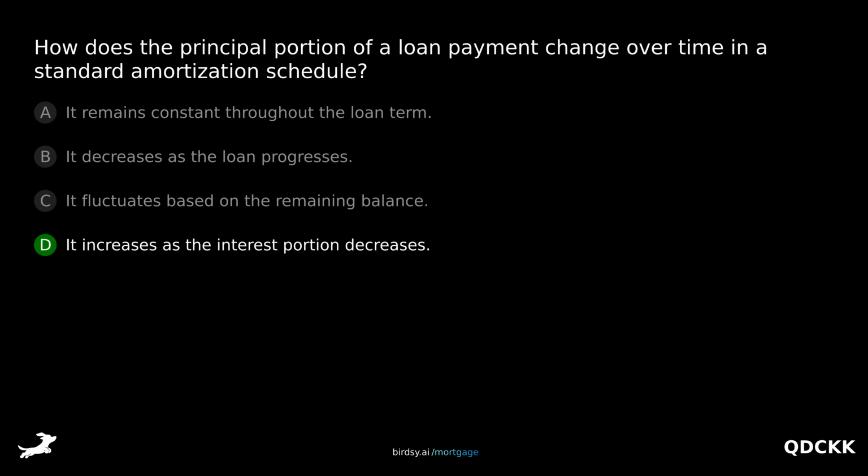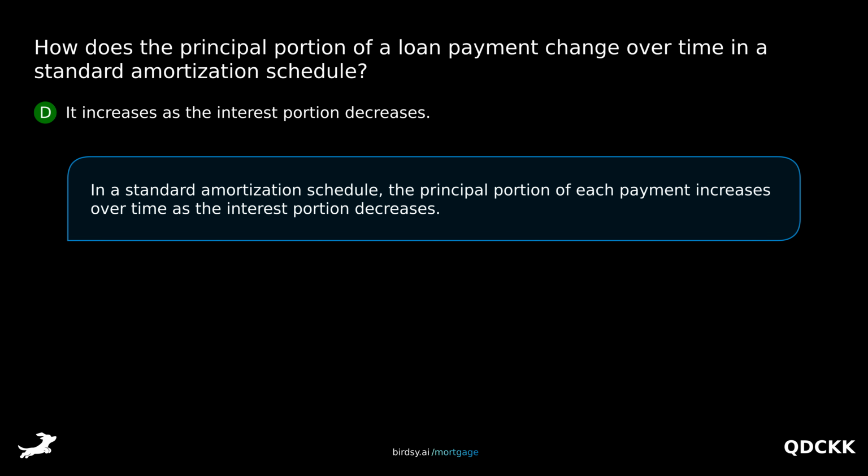The answer is D. It increases as the interest portion decreases. In a standard amortization schedule, the principal portion of each payment increases over time as the interest portion decreases.